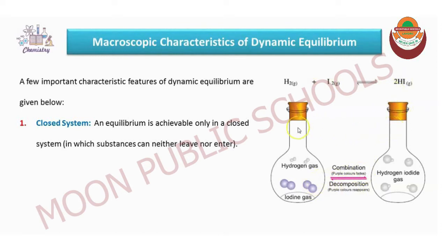That is the first condition of dynamic equilibrium. The system should be closed, in the vessel or in the experimental bottles. In that condition, no gases will escape out, no reactants will escape out, and no product will escape out. They will react with each other and form the previous reactants.